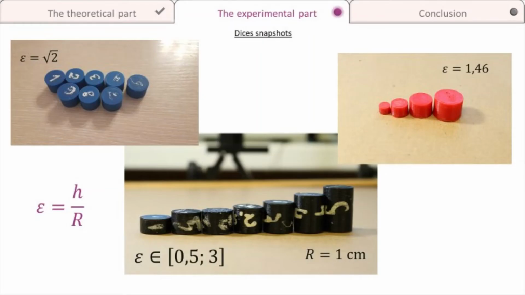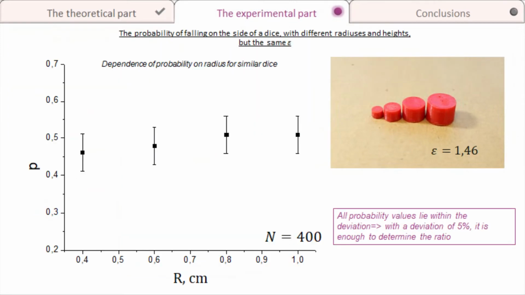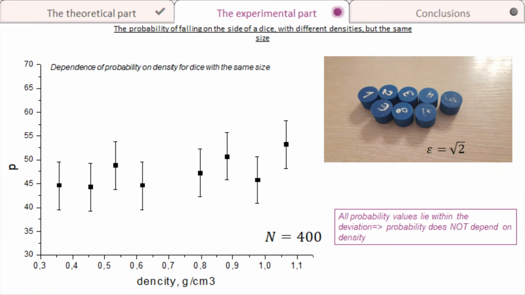We printed 9 dices with different aspect ratios epsilon, 4 dices with the same epsilon but different sizes, and 8 dices with the same size but different weights. We can conclude that the probability of the side doesn't depend on the linear sizes and mass of the dice. The probability on this graph is calculated for a total of 400 tosses.